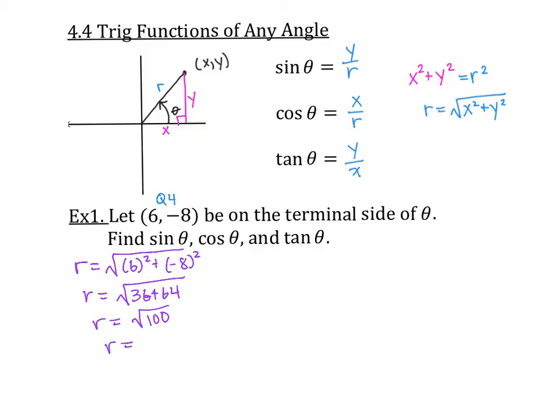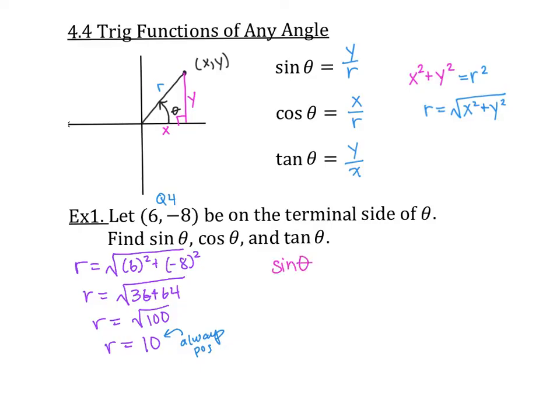Okay, so r is going to be the square root of 100, which is 10. And we always make this positive. We'll never assume it's negative. If there's a negative, it's going to be related to the x or the y. I'm going to go ahead and use the formulas from above to find sine, cosine, and tangent.